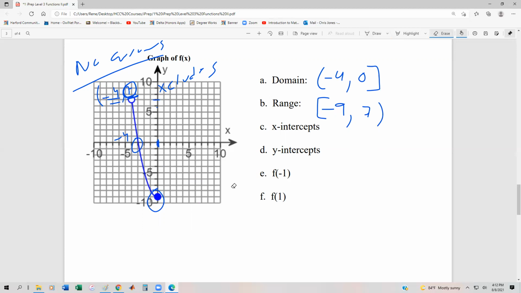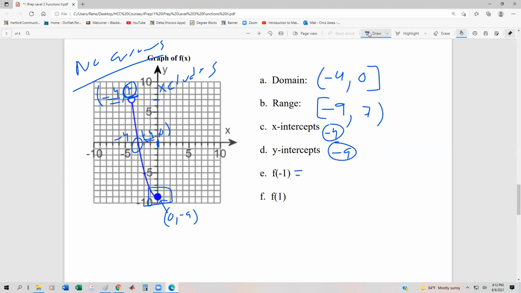I circled the y-intercept the first time. And so this is going to be the point right here, -4, 0. And so the x-intercept is going to be at -4. It's the only place it crosses. For the y-intercept, that's going to be right here, at the point 0, -9. And so the y-intercept is going to be at -9.